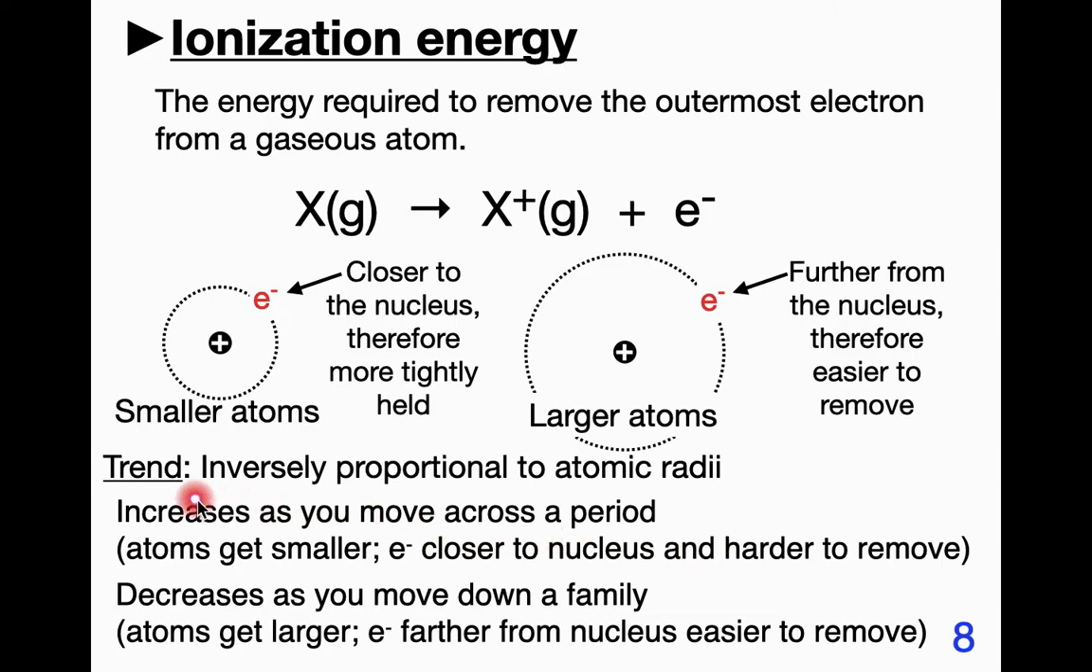Now, I encourage you to just use this first line here to determine ionization energy or relative ionization energy. It's just simply inversely proportional to the atomic radii. So we just talked about how we can determine if an atom is larger or smaller, and so it would be just the opposite for ionization energy. The larger atom would have the smaller ionization energy, and the smaller atom would have the larger ionization energy.